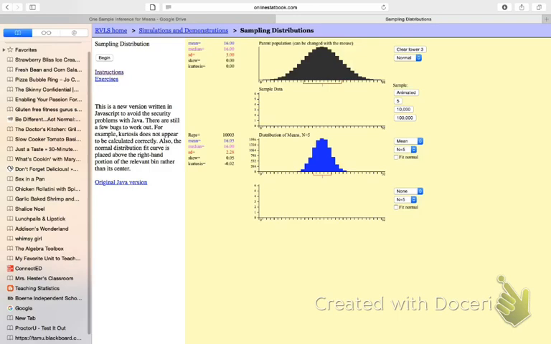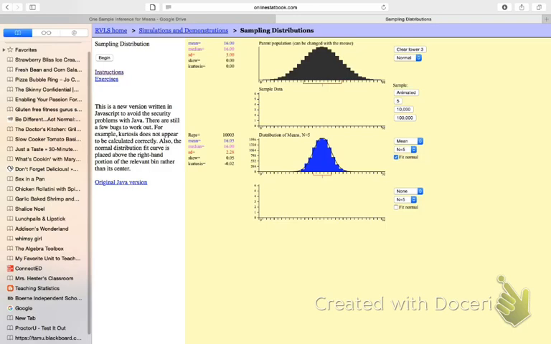So if we plot 10,000 samples of size 5, and we ask the applet to fit a normal curve, we've got a pretty good approximation. The reason is our population was normal. If the population is normal, then it doesn't matter what my sample size is.